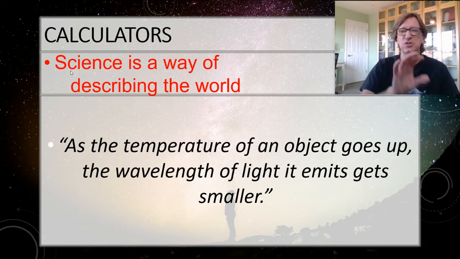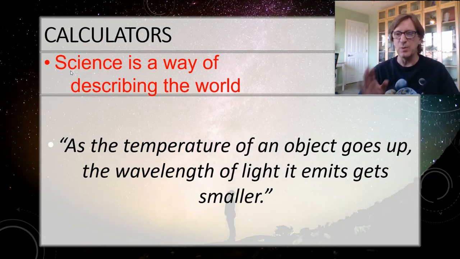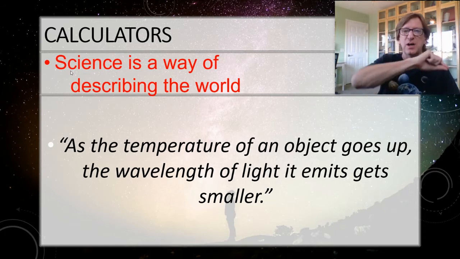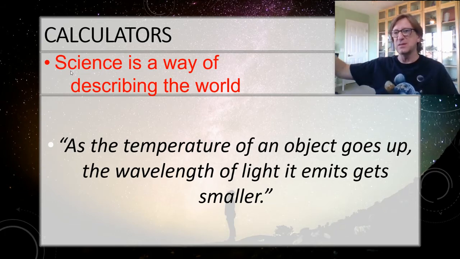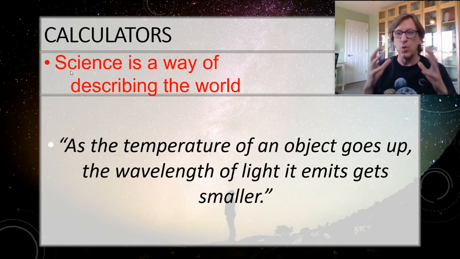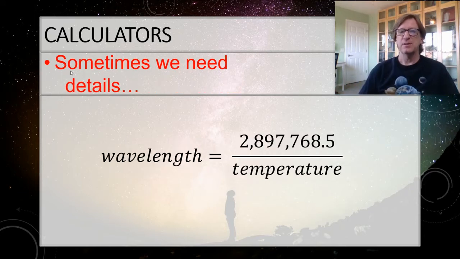So here's a description about the world, and it's one that we're actually going to use in the class. As the temperature of an object goes up, the wavelength of light it emits gets smaller. We'll talk more about wavelengths later, but the short answer is light is these wiggles moving through space-time. A long wavelength looks like this. A short wavelength looks like this. So the observation is that as an object gets warmer, the wavelength of the light it emits gets smaller. Here's how we might write that down.